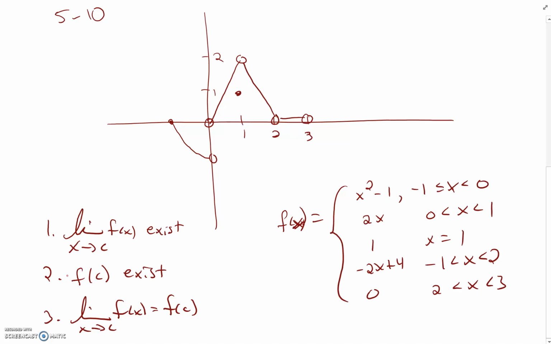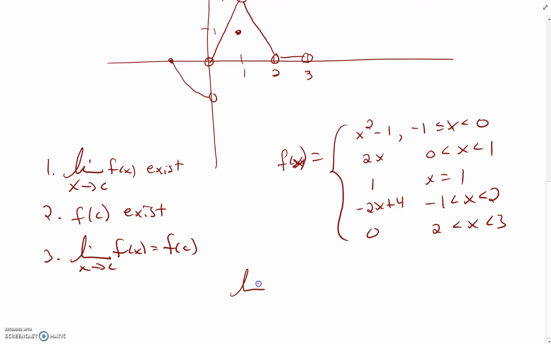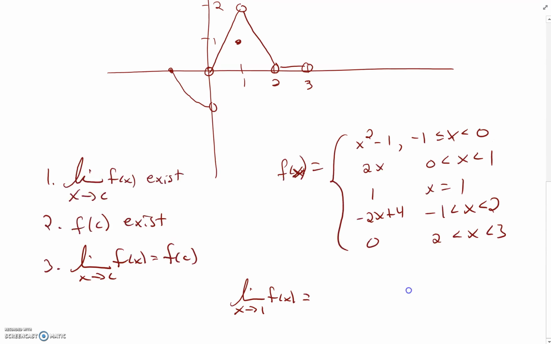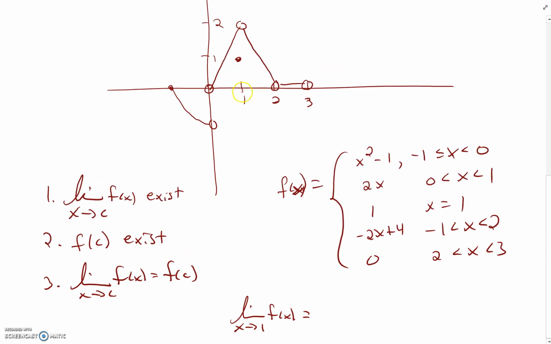So, for example, look at 1 up here. Does the limit at 1 work? So if I take the limit as x approaches 1, do I get an answer? Well, as I approach 1 from the right, it goes up to 2. As I approach 1 from the left, it goes up to 2. So yeah, it equals 2. What's the function value at 1? The function value at 1 is 1.